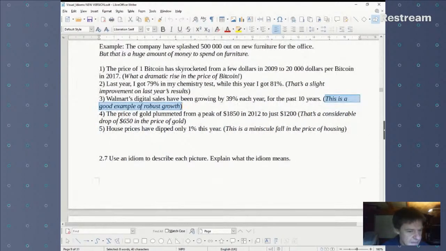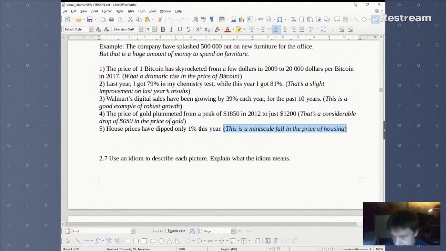The price of gold plummeted from a peak of $1,850 in 2012 to just $1,200. That's a considerable drop of $650 in the price of gold. And house prices have dipped only 1% this year. This is a minuscule fall in the price of housing.